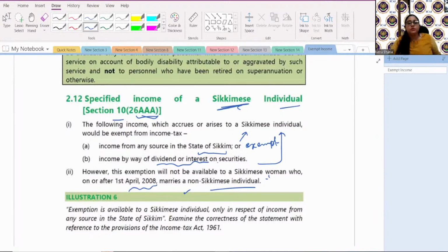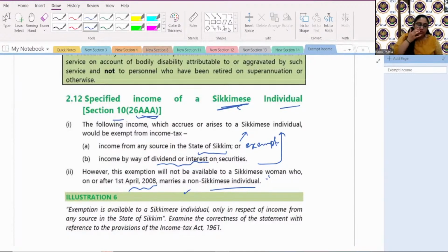It is, Kavita, this is only for a Sikkimese individual. Any income of a Sikkimese individual whose source is in Sikkim. Anish, listen carefully. Any income whose source is in Sikkim is not taxable, and also for income whose source is not in Sikkim, the dividend and interest is not taxable.